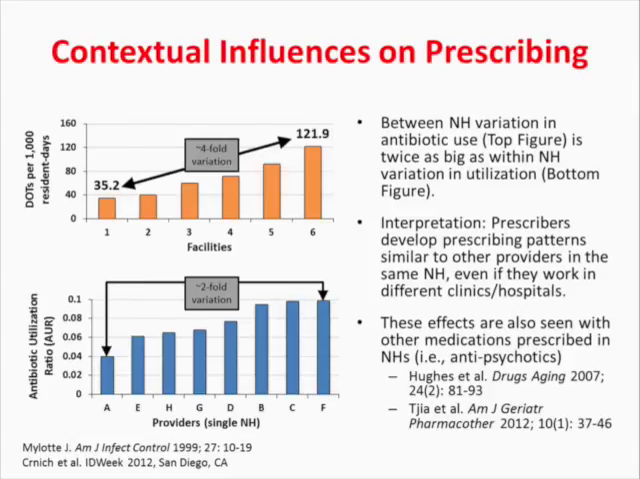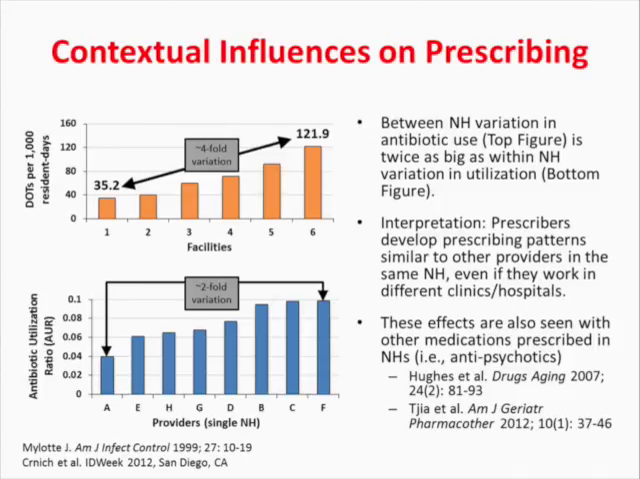The top figure on the left is showing variation in antibiotic use across 6 different nursing homes in Wisconsin. What you can see here is that there's fourfold variation across these 6 facilities. And it's important to note that the types of residents in these facilities are very similar. So that already is telling you that there's something beyond resident characteristics that's influencing decisions to start antibiotics.